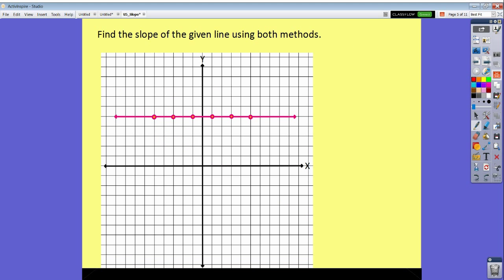In this next example, they tell us to find the slope of the given line using both methods. Well, in this, if you remember from the picture, we can draw a 0 on top of this. So the slope is a 0 slope. So if you recognize what the picture looks like and you recognize the characteristics of a 0 slope and an undefined slope, you don't have to waste your time using the calculation. If you do choose to use the calculation, you will still get 0 in your numerator, and you'll end up with m is equal to 0.